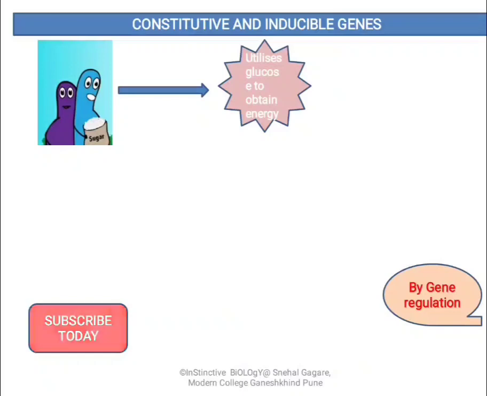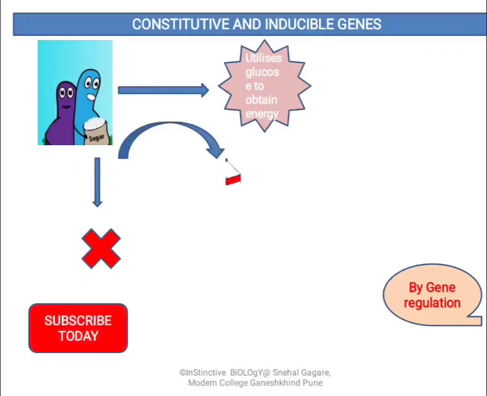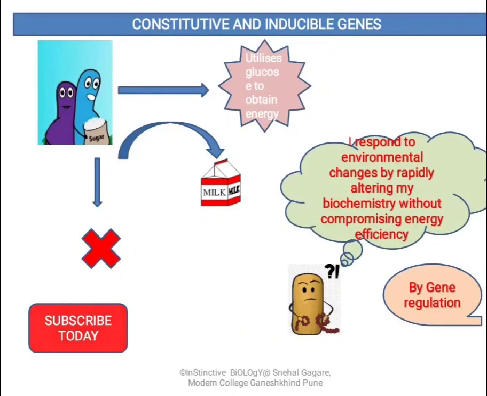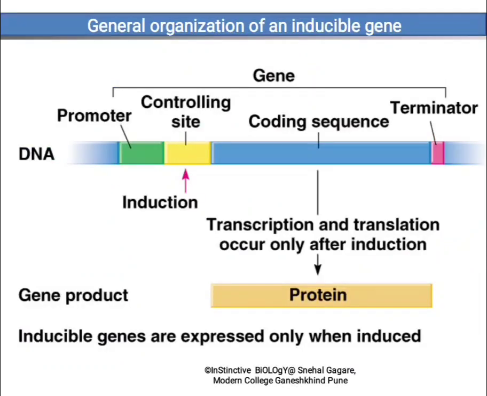But what happens when the environment becomes unfavorable for them? Glucose is not available. They utilize other sugars like maltose, lactose present in the medium or present in the environment. So according to the environment, the bacteria have to change their gene expression pattern. So in response to the environment, they alter their biochemistry but without compromising energy efficiency, because they synthesize things only when they are required, and that is what is gene regulation.